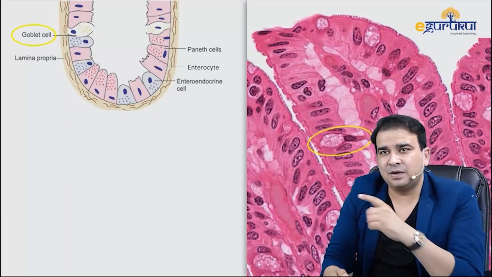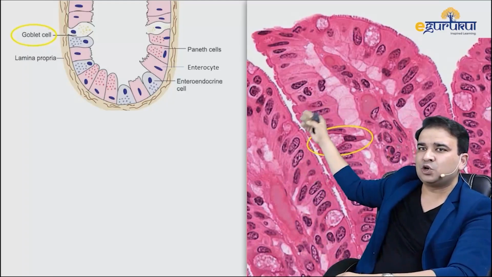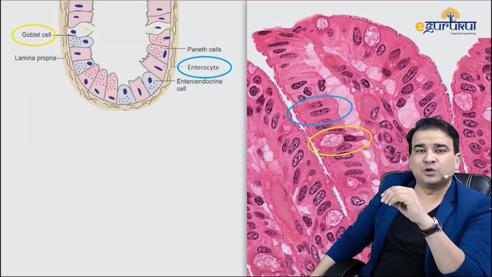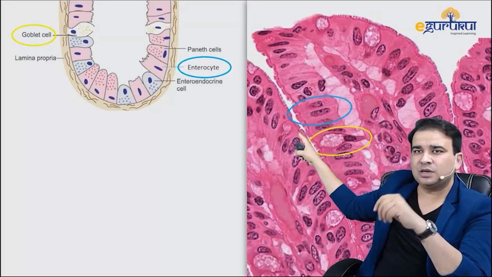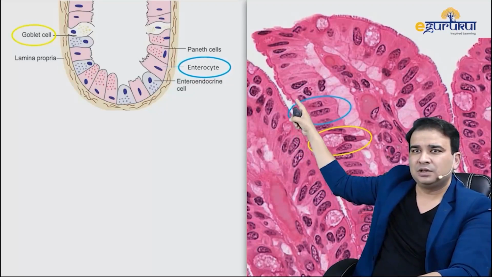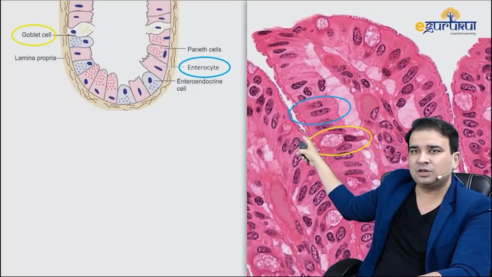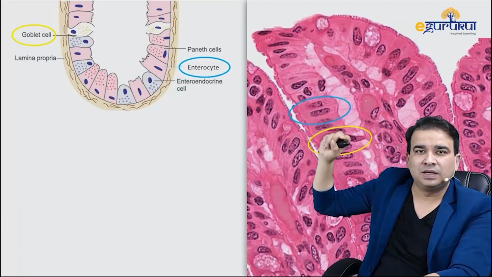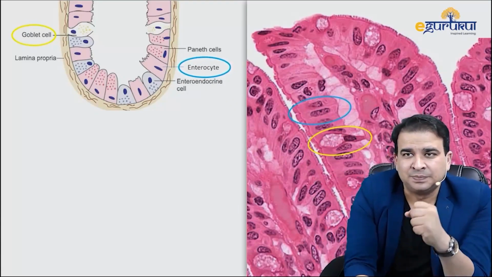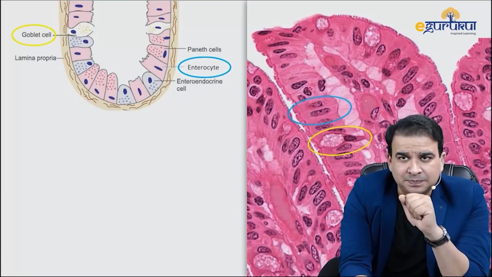And the second type of cell which we can notice here are these tall columnar cells, the enterocytes, and you can also appreciate their striated border. Can you see those striations? That is the microvilli present on the surface. So the striated border of the tall columnar enterocyte. The goblet cells and the enterocyte here.